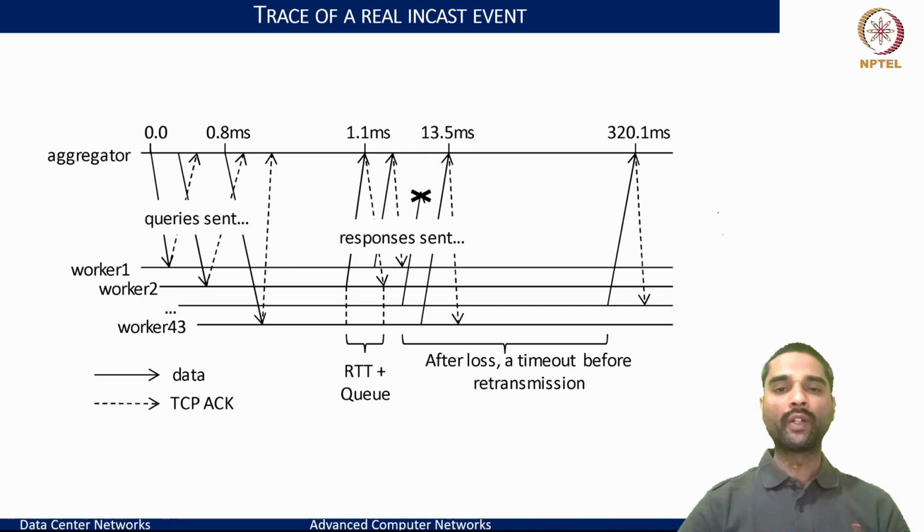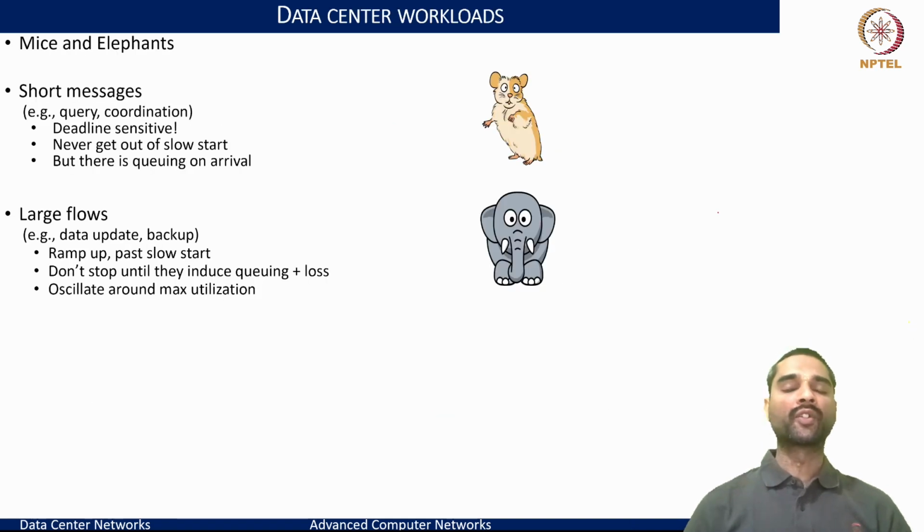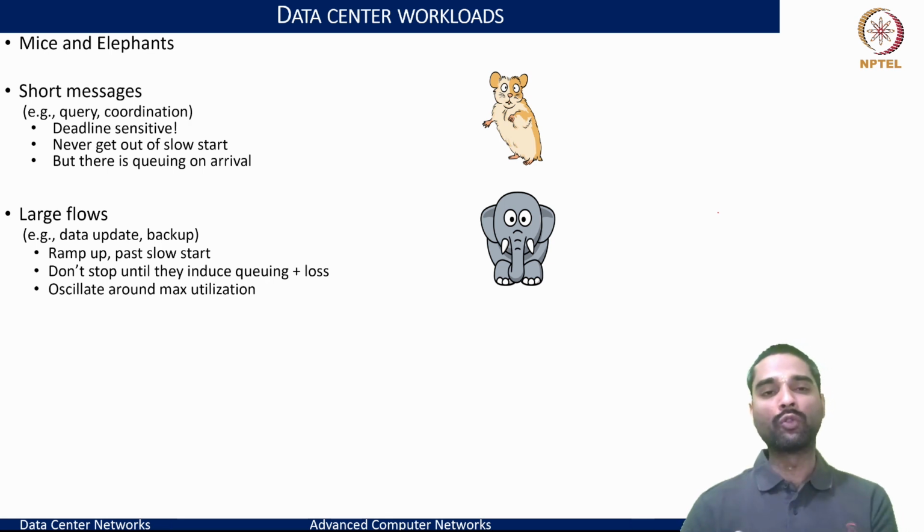To put it into perspective, if we see the typical data center workloads that we discussed, we will have two kinds of workloads. Typically one which we call the short messages or the mice flows that span up to a few kilobytes at best, within 10 kilobytes. And if we have more than 100 kilobytes, spanning to several megabytes to gigabytes of flows, we call them large flows or the elephant flows.